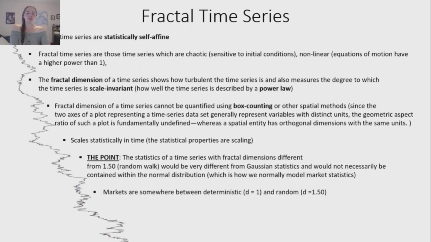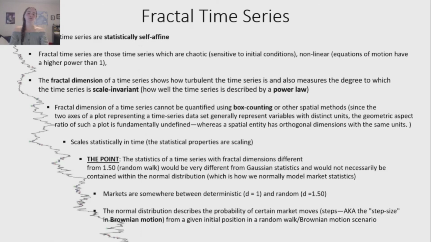Markets are somewhere between deterministic and random. So we know that the fractal dimension of any market time series is going to be between 1 dimension and 1.50 dimensions. It's going to be somewhere in there. And again, we see that fractal or chaos characteristic. It's somewhere between deterministic and random, which is how you can describe a chaotic system: locally random, globally deterministic.